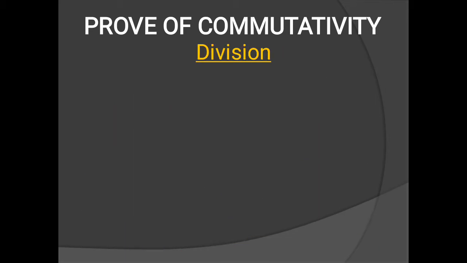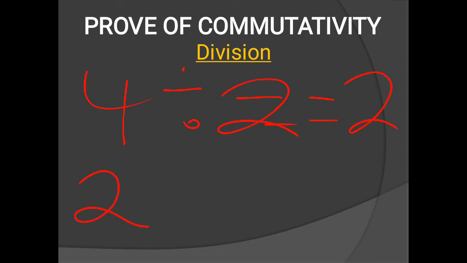Similarly, with division, you are not going to get the same answer. So 4 divided by 2 will be equal to 2. But 2 divided by 4 is half. We can see that 2 and half are not equal. They are not the same. So division is not commutative.